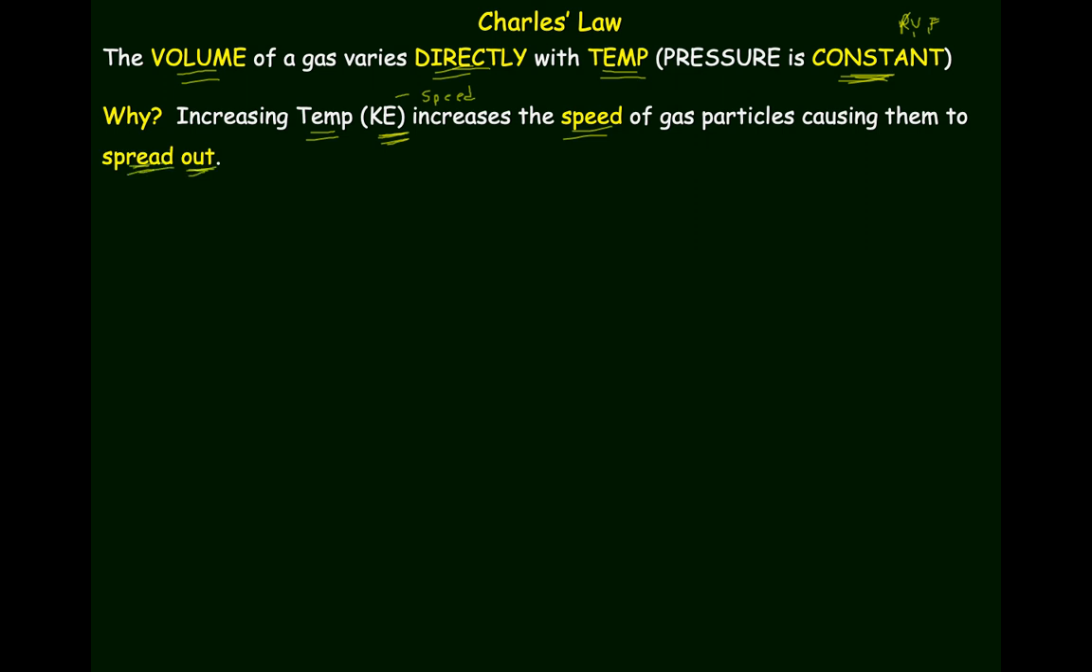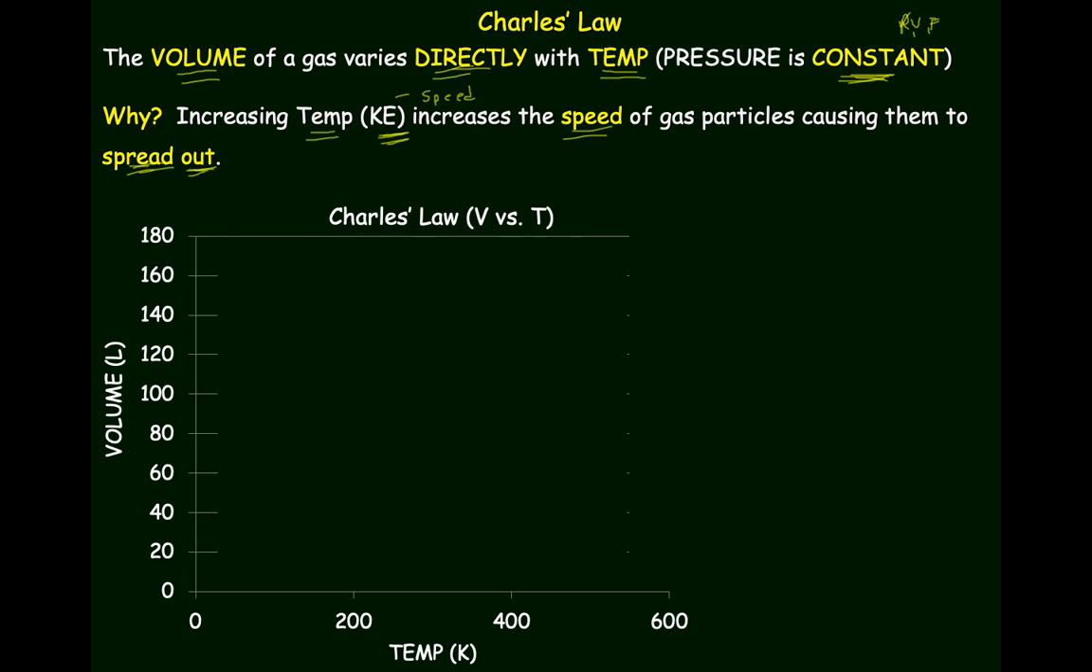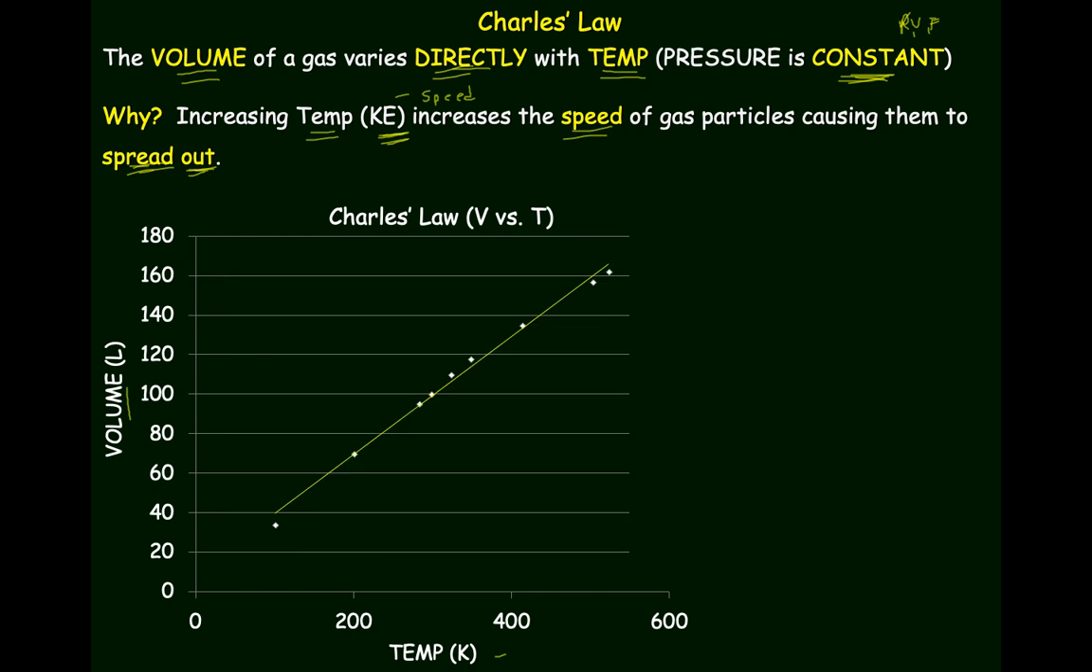And as they want to move out, they're going to put pressure on the walls of the container. And if the container is allowed to expand, it expands proportionally. So if we graph the volume and the temperature, again, you want to know your graphs by heart. If we expand this and look at the graph, we're going to see a straight line graph for volume and temperature. As the temperature of the gas increases, so does the volume.